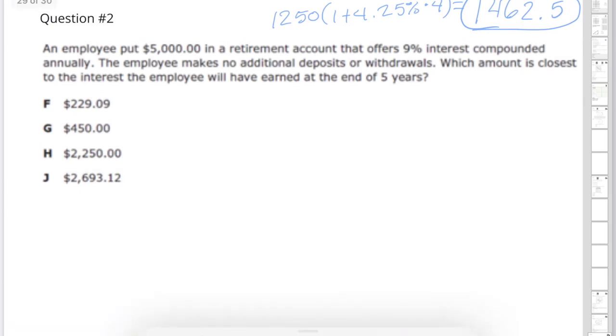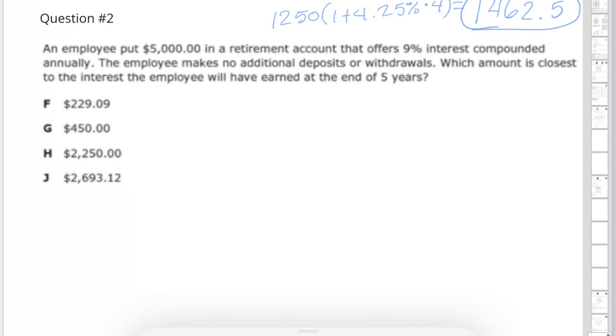All right, so question 2, we're going to follow the same process. We're going to read the question. We're going to circle and underline key terms or numbers and underline the question. We're going to fill out our T-chart. We're going to write down our formula, and then we're going to solve the problem, right?